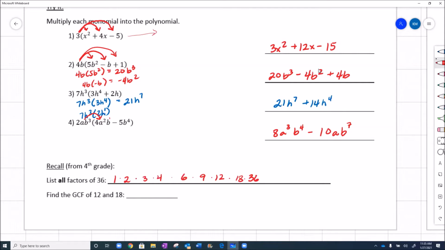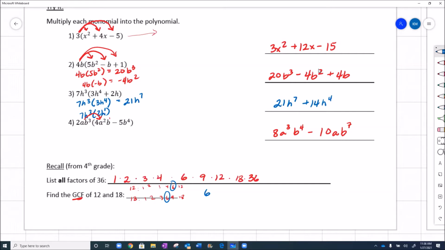Okay, so here it says find the GCF of 12 and 18. Remember, GCF stands for greatest common factor, the largest number that's a factor of both. As we look at 12 and 18, you can look at them separately and ask, what goes into 12? 1, 12, 2, 6, 3, 4. Same thing with 18: 1, 18, 2, 9, 3, 6. What's the largest number that fits into both? The answer is 6. 6 is our GCF.